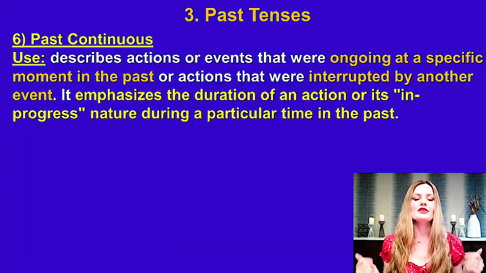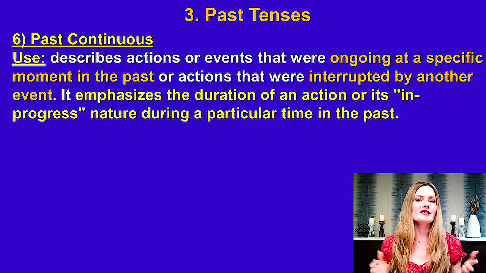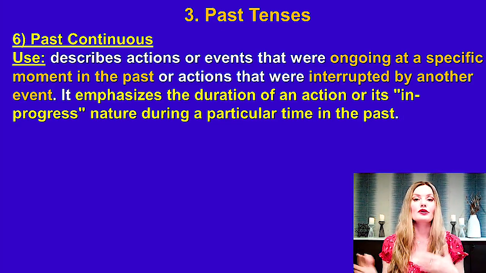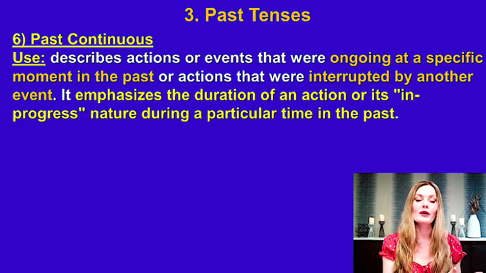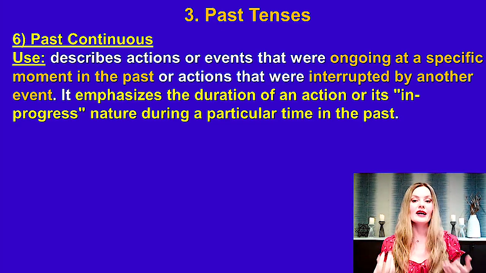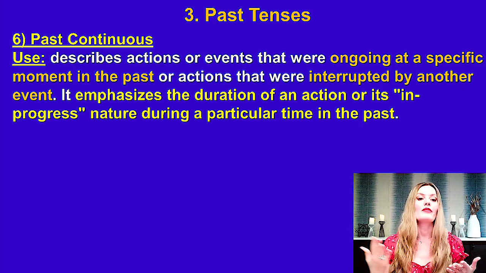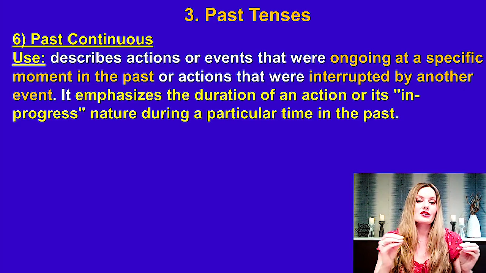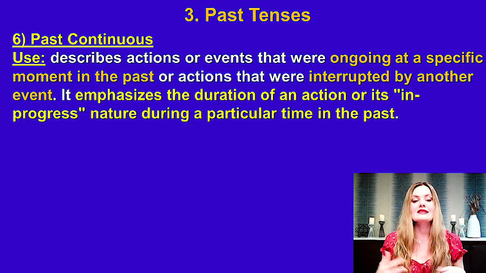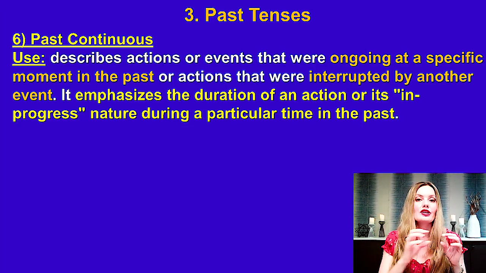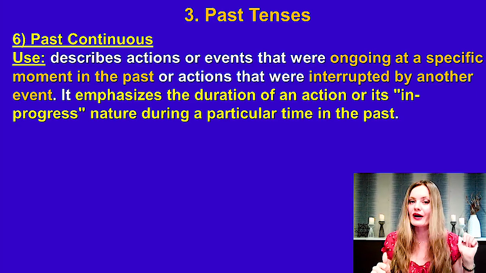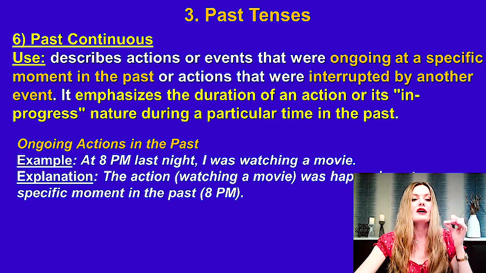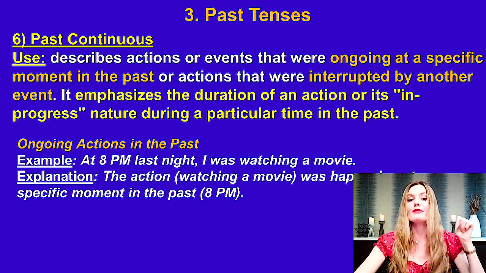Now, let's talk about past continuous tense. Past continuous describes actions or events that were ongoing at a specific moment in the past, or actions that were interrupted by another event. It emphasizes the duration of an action or its in-progress nature during a particular time in the past. So one more time, past continuous describes ongoing actions in the past.